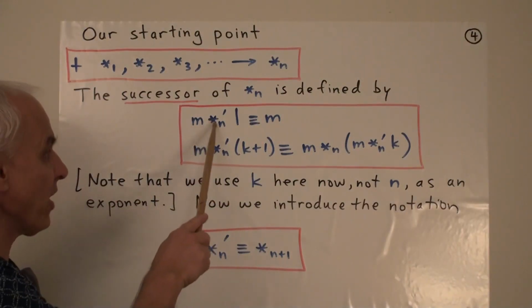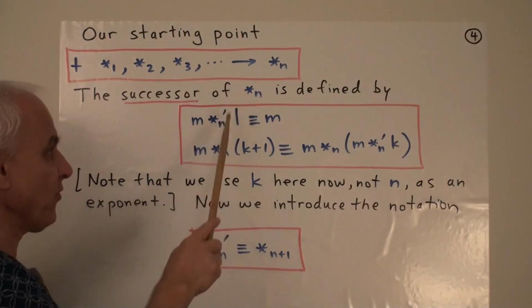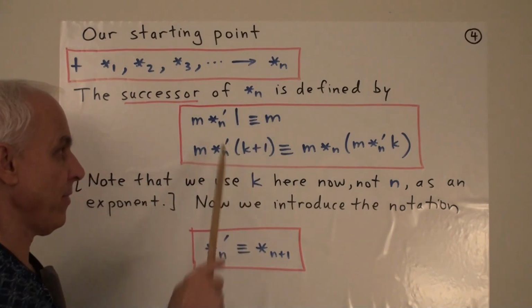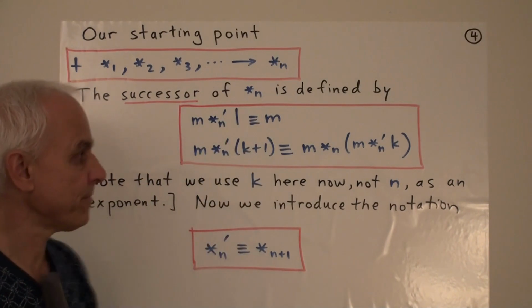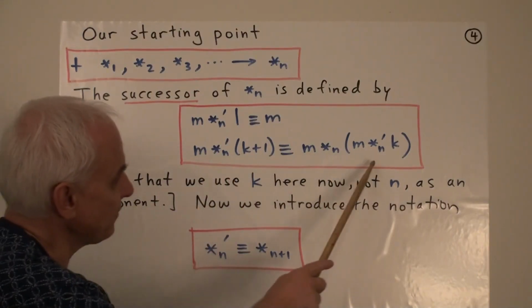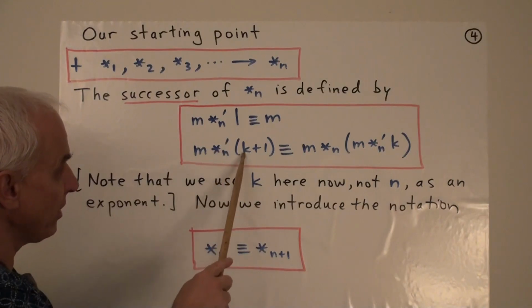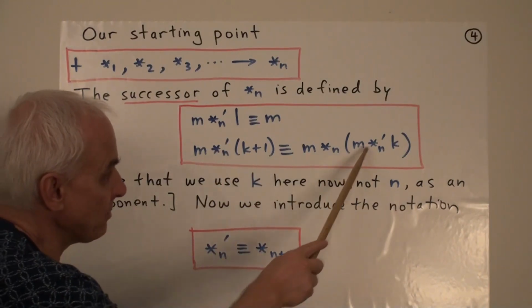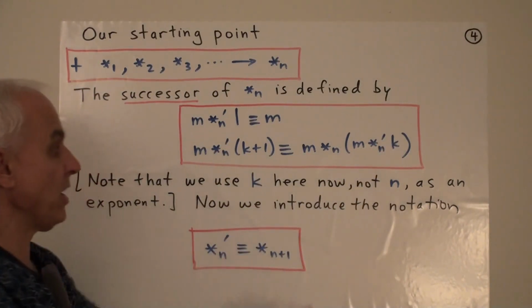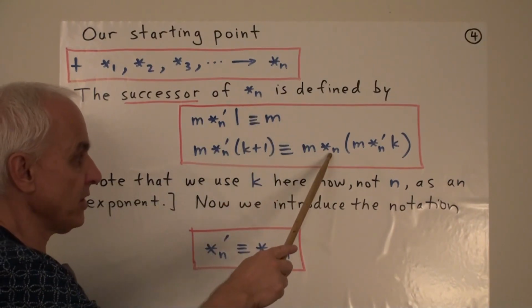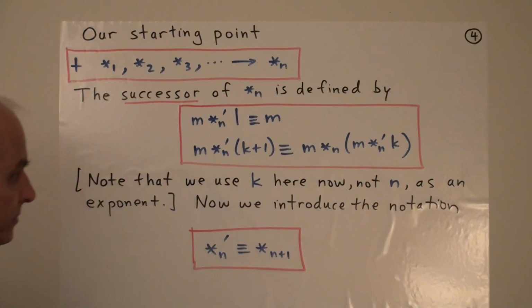Okay, so m star n prime 1, the successor of this one, is going to be m. That's always what we do. And here is the inductive step that defines m star n prime (k plus 1) in terms of m star n prime k, as well as the previous operation, which is this star n. So there's a star n there.